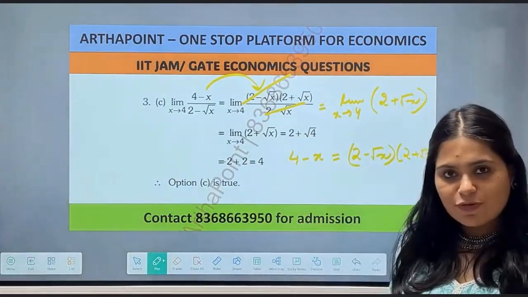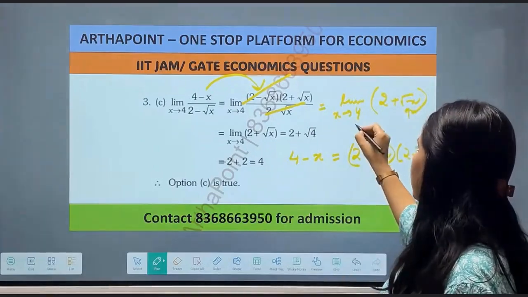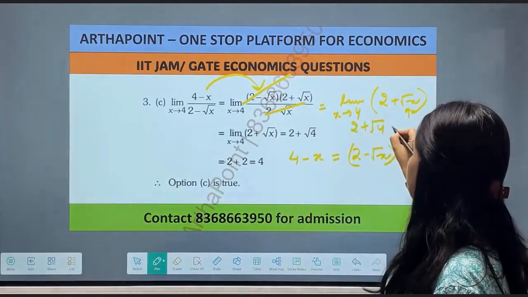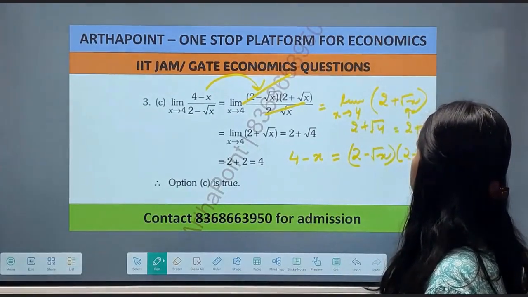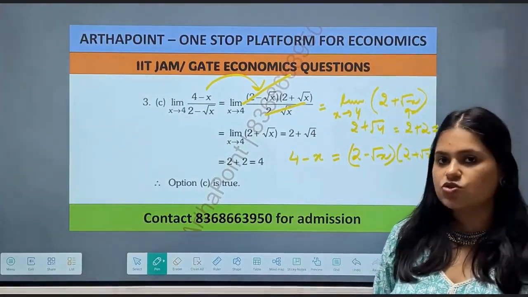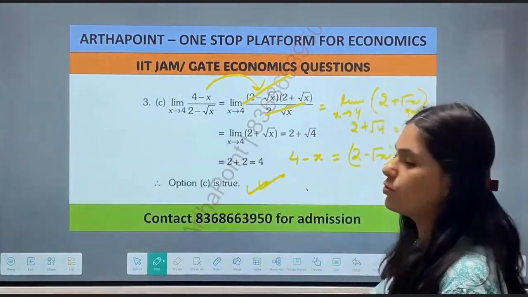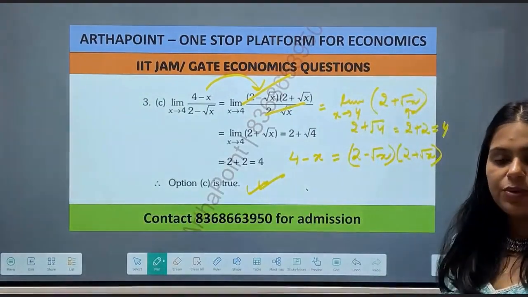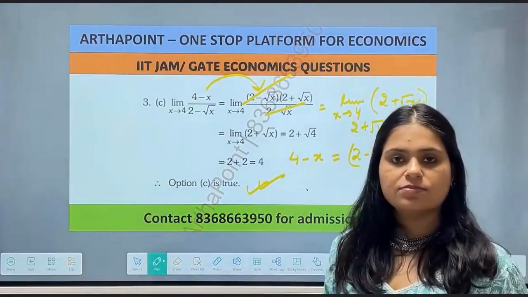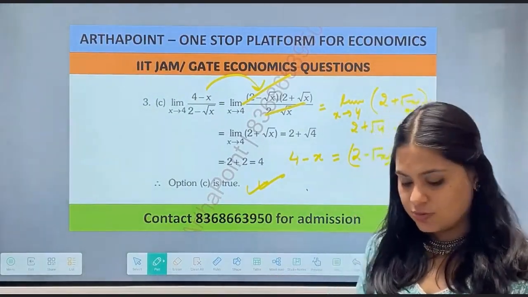Now you can just put 4 instead of x. So instead of x, if you put 4, what will you get? 2 plus root 4, that means 2 plus 2, that means 4. So the correct answer to this question is simply 4. Everyone is okay with it? Everyone is clear? I'll move on to the next question.